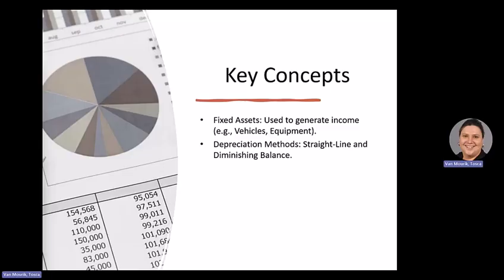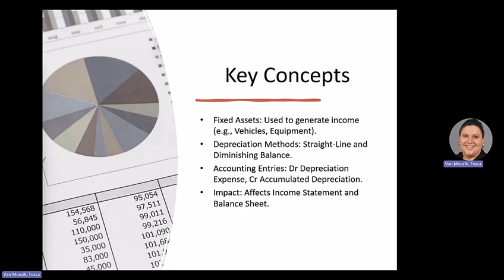We have two methods of depreciation. The first method is the straight line method, and the second method is our diminishing balance method. We're also going to look at the accounting entries. Why do we debit the expense and why do we credit the accumulated depreciation? And we're also going to look at how this impacts my financial statements by means of the income statement and the balance sheet.